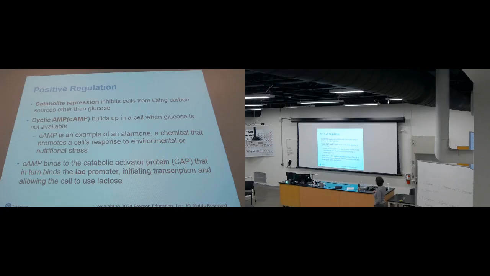And then what happens with cyclic AMP is that it's going to bind to a protein that is called catabolite activator protein, or CAP. And then this CAP will bind to the lac promoter, and when it does so, it will start initiating transcription. And then the cell will start using lactose instead of glucose, because glucose is gone.